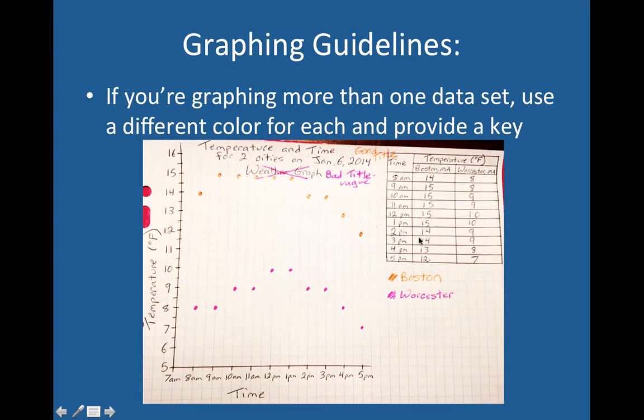If you're graphing more than one data set, use a different color for each and provide a key. So I used orange for Boston and pink for Worcester and plotted each in that color. My key over here tells me which is which.